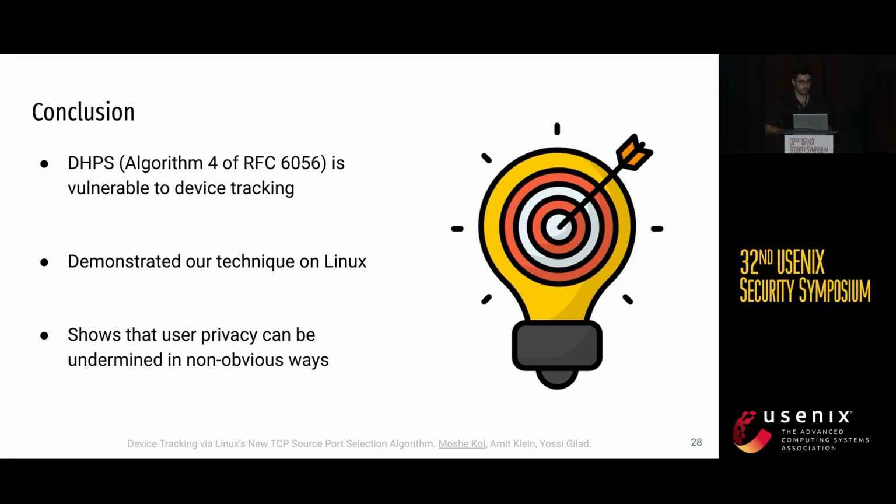So to conclude, the DHPS algorithm, which is standardized in RFC 6056, is vulnerable to a device tracking technique. We demonstrated our technique on Linux. And I think this research shows that user privacy can be undermined in non-obvious ways.